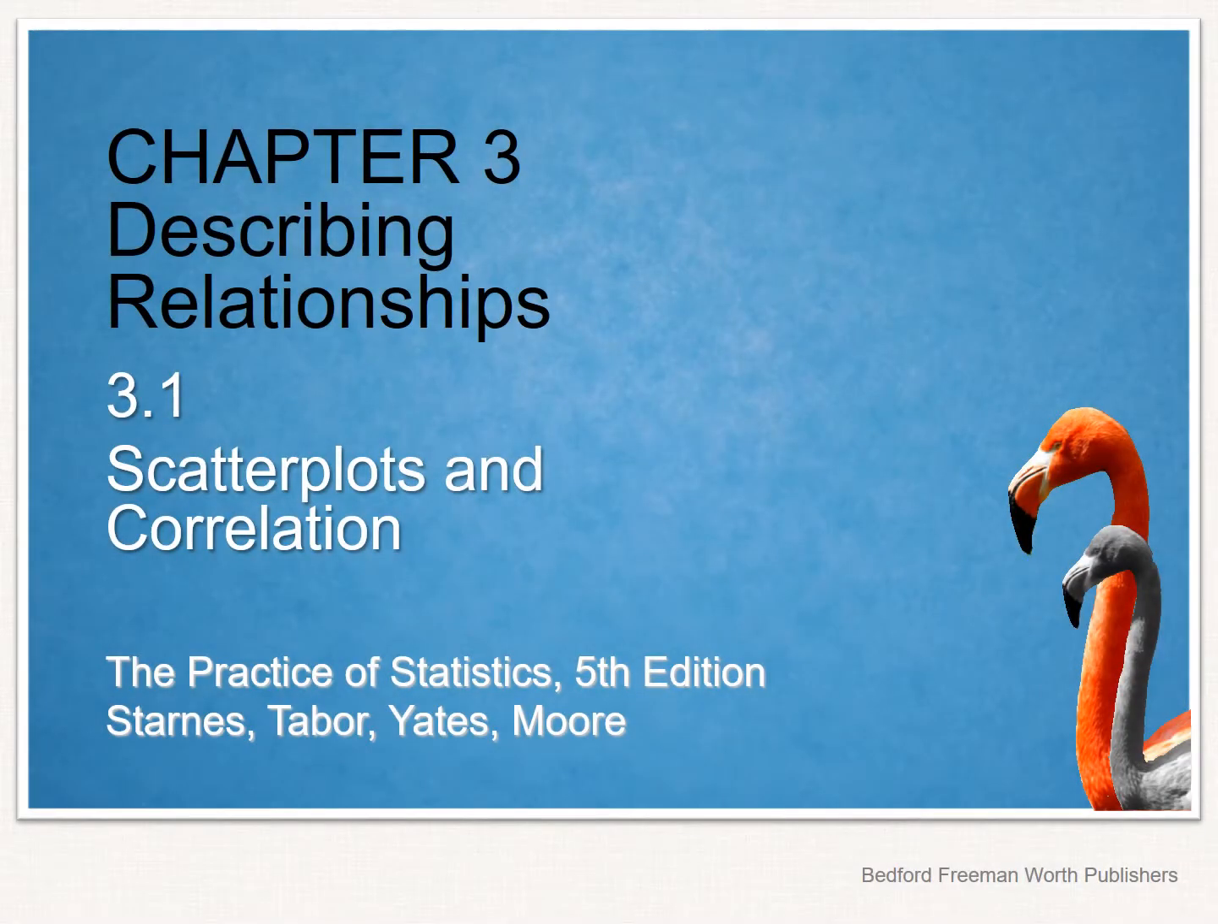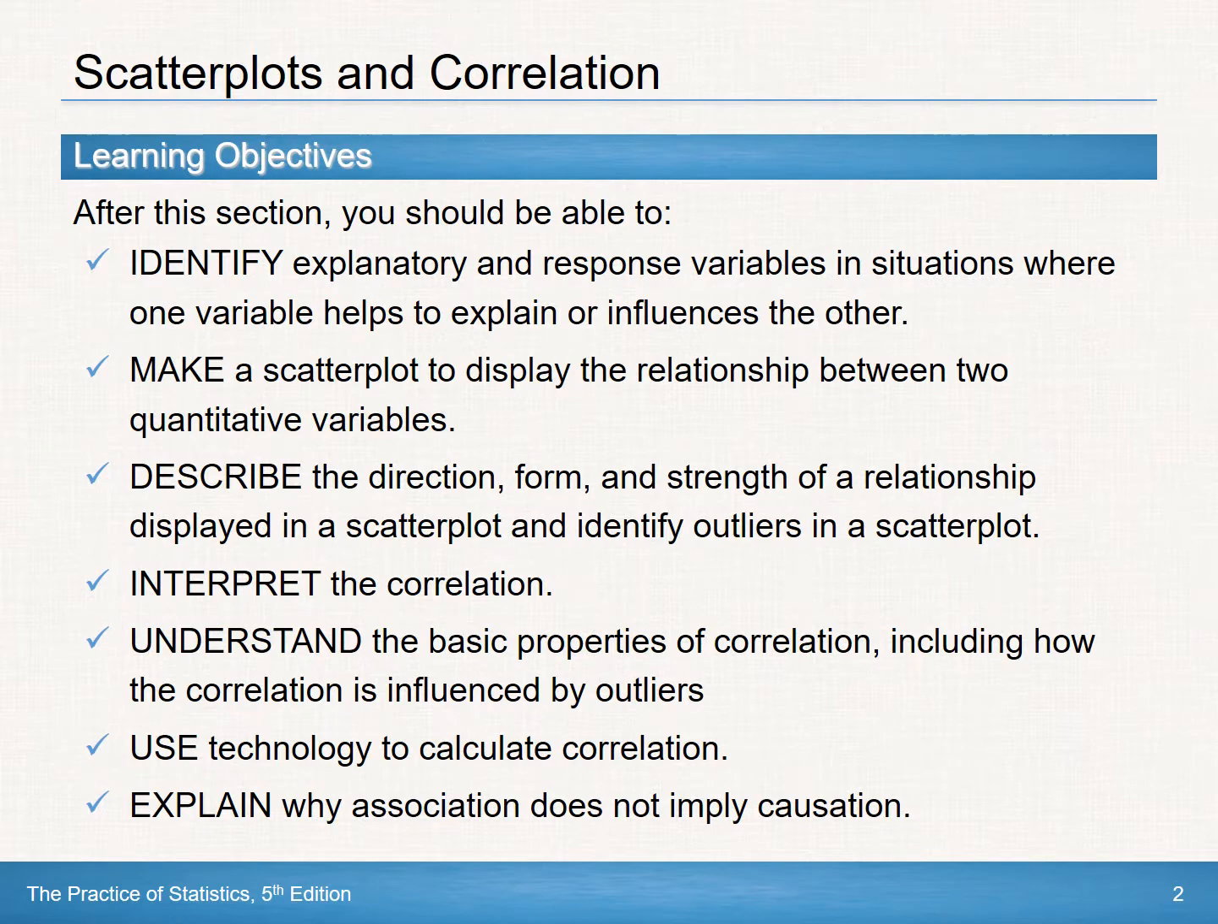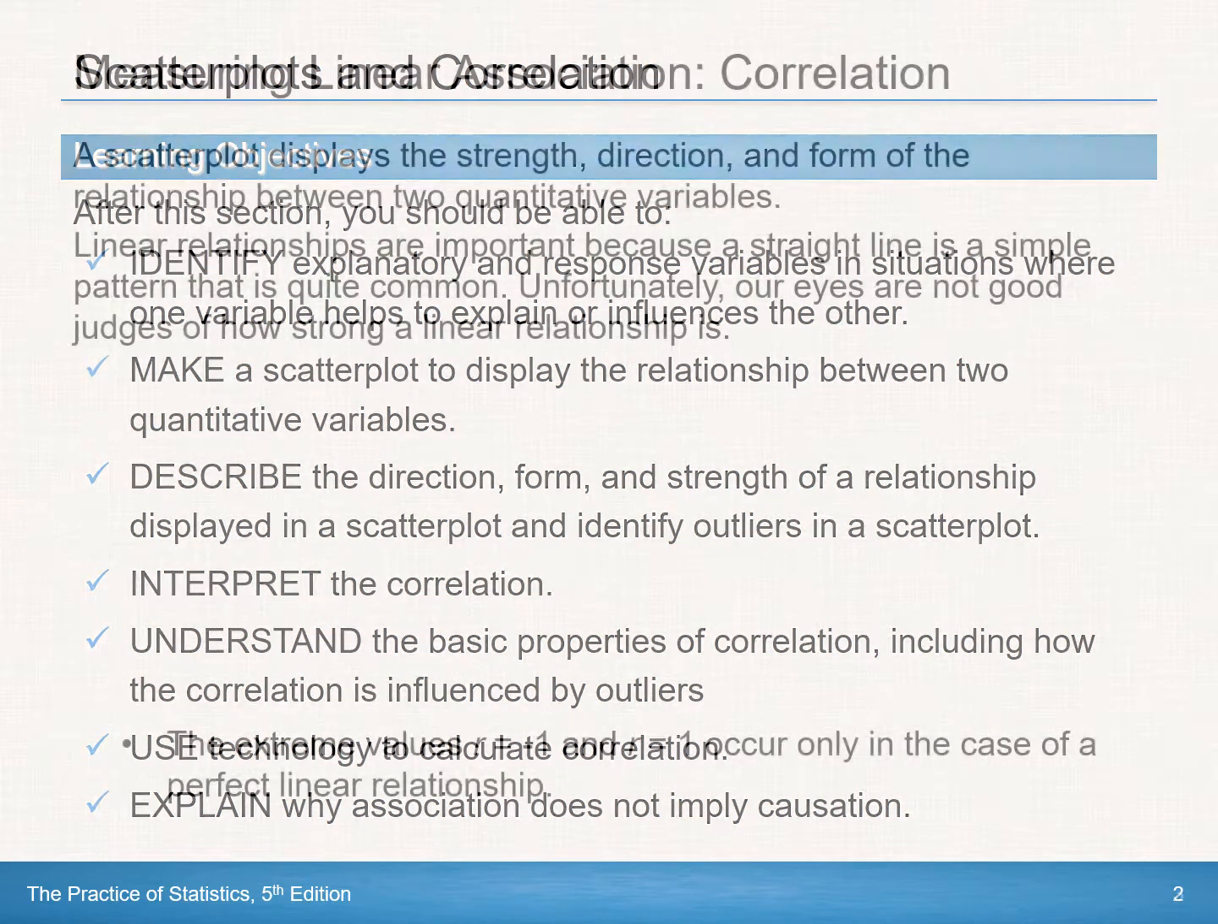In this section 3.1b, we're going to focus on interpreting the correlation, which you'll see how to find today. You'll understand the basic properties of correlation, including how the correlation is influenced by outliers. We'll use technology to calculate correlation, and we're going to explain why association does not imply causation.